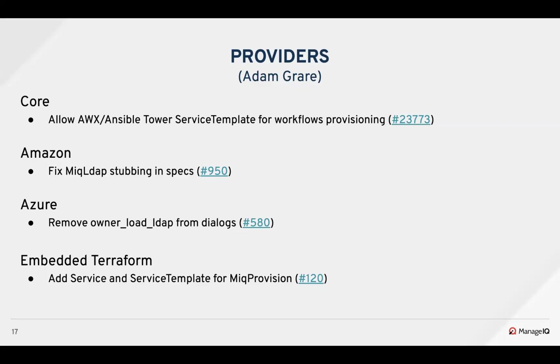This sprint, we changed the AWS Ansible Tower service templates to be able to work with workflows provisioning, which supported what Gilbert showed in the earlier slide showing the output for the workflows provision style. Amazon and a few other providers, Jason, fixed some LDAP, MIQ LDAP stubbing and removing of owner LDAP from the provision dialogues. For embedded Terraform, we added service and service template subclasses for MIQ provision so that you can order embedded Terraform with workflows and be able to see the output in the UI.